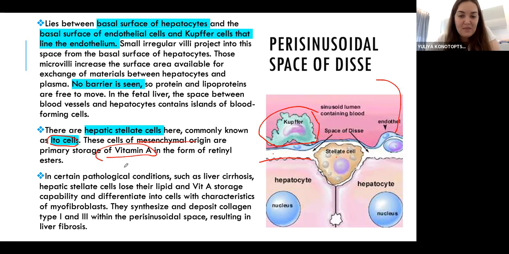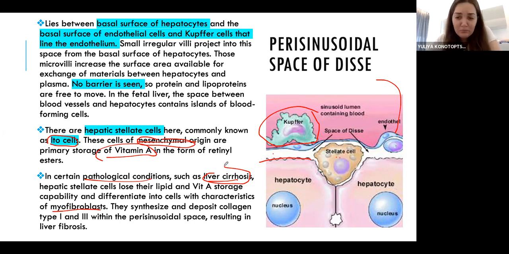In pathological conditions, for example, liver cirrhosis due to alcoholism, because it is a pluripotential cell, Ito cell changes. If you have an alcoholic, Ito cell changes. It's no longer storing vitamin A. Instead, it differentiates into myofibroblasts and it starts to deposit more collagen fibers. So in a way, your Ito cell is responsible for the liver cirrhosis as it is. As you know, liver cirrhosis is scarring of the liver tissue, right?